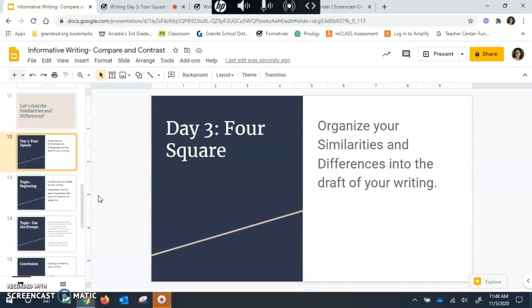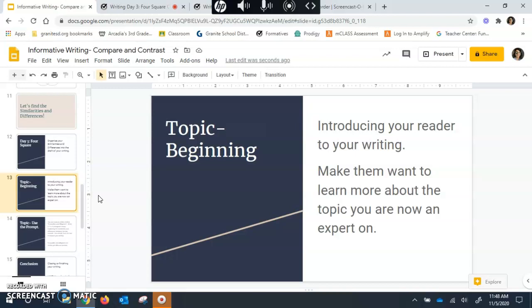As always, we're going to be doing our Foursquare, which is where we're going to organize our similarities and differences into the draft of our writing. So this is where we also need to make up our topic or our beginning, where we introduce our reader to what we've been writing. We want to make them learn more about the topic that we are now experts on.